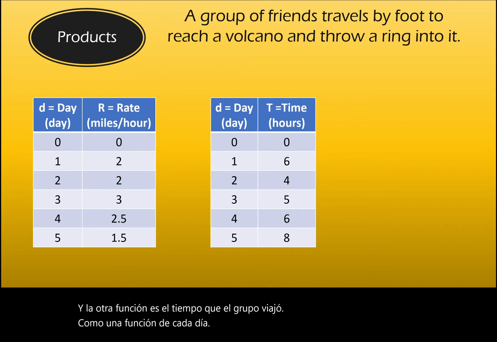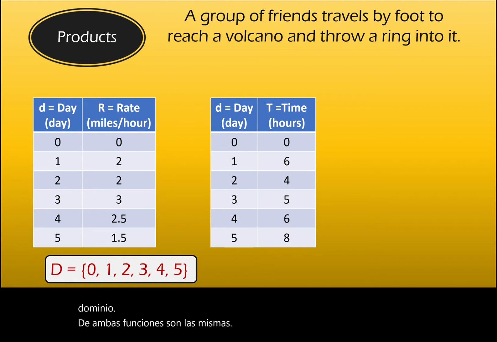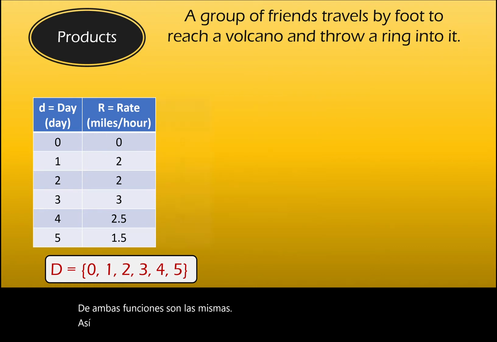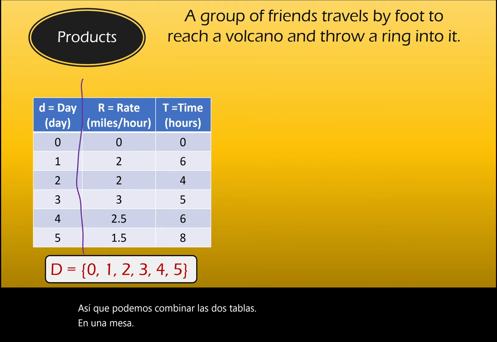So we notice that the input values of each function are the same. The domain of both functions are the same. So we can actually combine the two tables into one table. The domain is still the same because the inputs are the same, and we can still read off the outputs for each function as we need to.